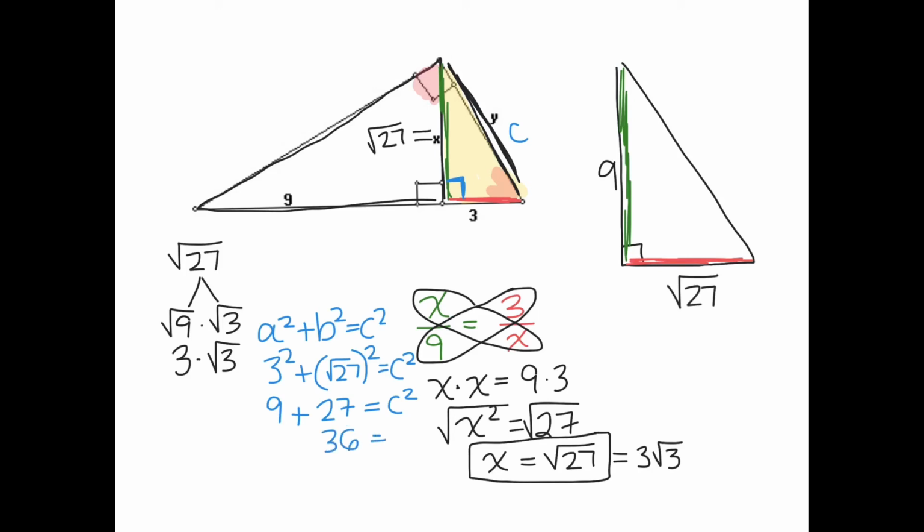So what's 9 plus 27? Is that 36? So this one turns out to be a nice number, right? Because we have a perfect square. So I can take the square root. C has a value of 6. That means y has a value of 6. So that's just one way that we could have solved for y.